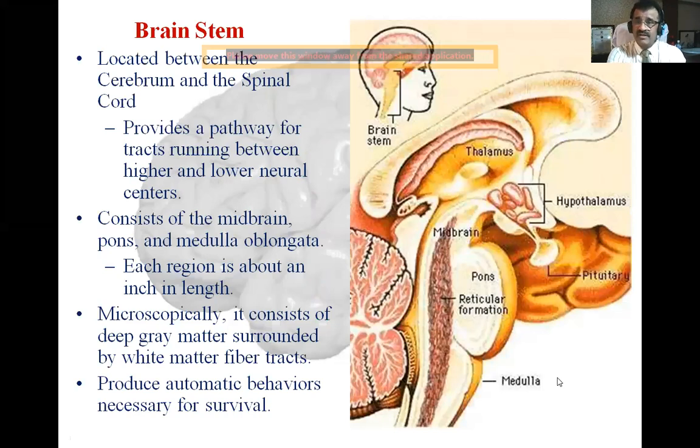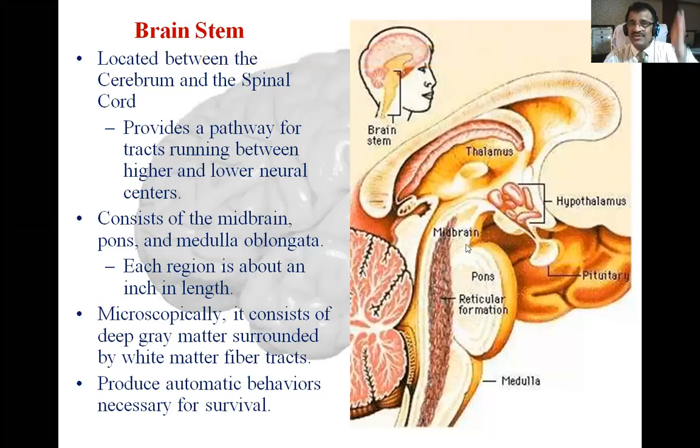So let us study what is brainstem. Now look at this image. Midbrain, pons and medulla make a stem-like structure. If you take a rose flower, it has got a stem to hold in a hand. Similarly, we have a brain stem. We can hold it, on which the whole brain rests. So the brain stem is located between the cerebrum and the spinal cord. It provides a pathway for the tracts running between the higher and lower neural centers. So that means it allows a pathway for the different tracts.